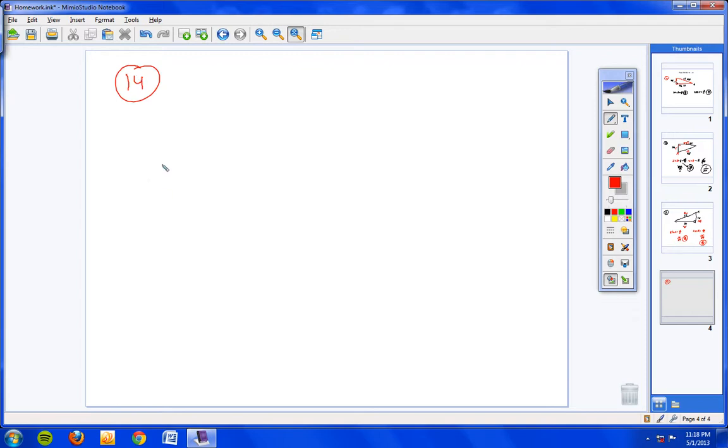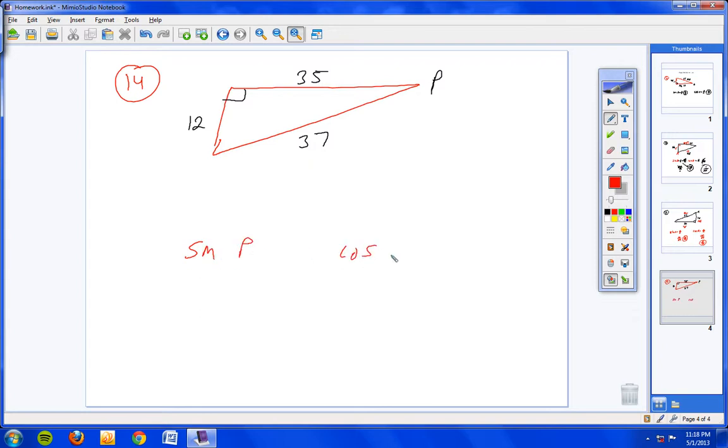So let's start off with number 14. Number 14 looks like this, or close to that. Good enough. Even though it doesn't look like it, this is your right angle. And we have a 12, a 37, and 35. So 12, 35, 37, and where is p? P is right here. All right, they want us to find the sine of p and the cosine of p.